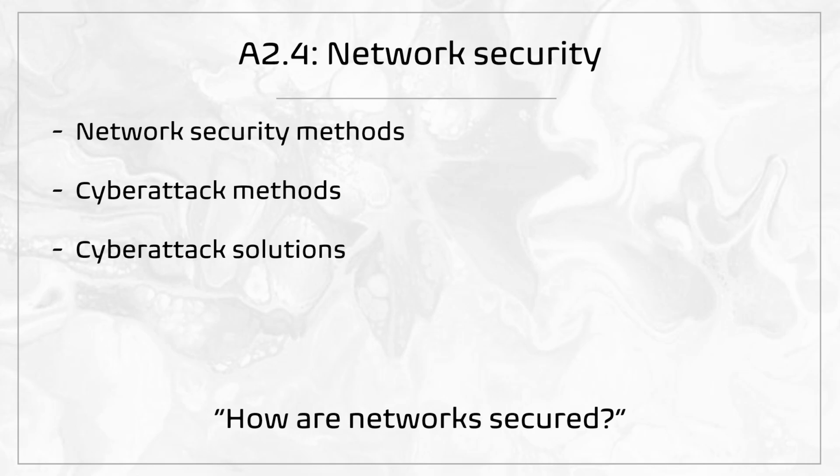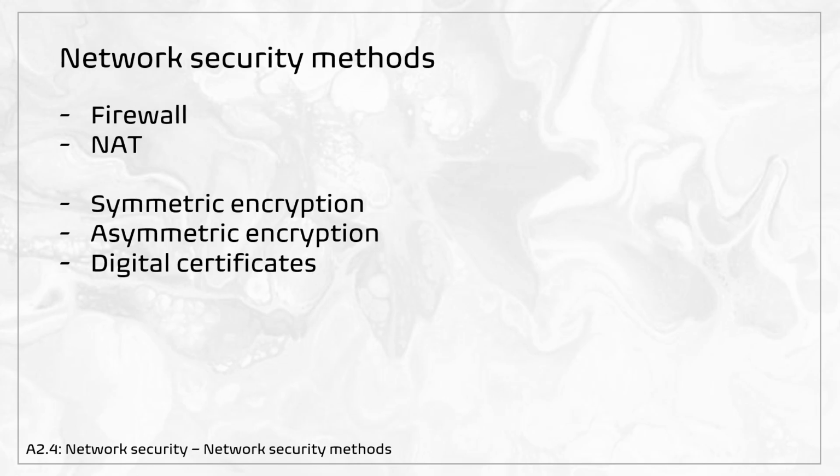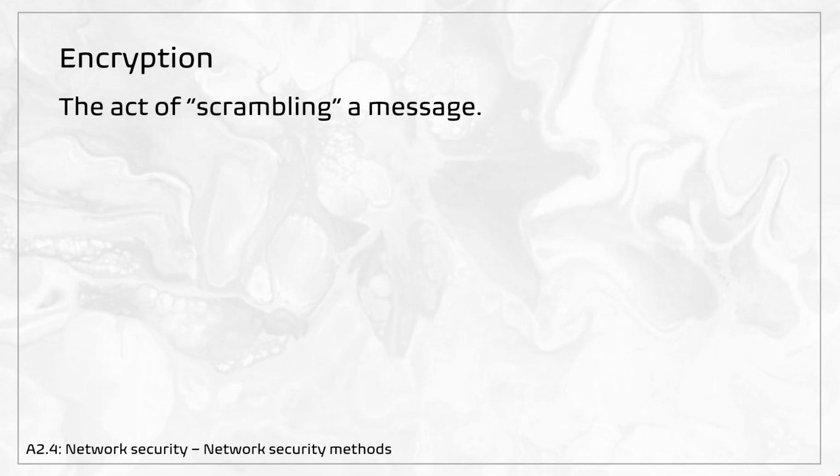Lastly, we have A2.4, Network Security. Here are some of the basic security measures in place to protect networks. We've seen two of these already, firewalls and NAT. As a refresher, a firewall monitors and filters incoming and outgoing traffic from a network, and NAT is a system to hide individual computers' private IPs from the internet by grouping them under one public IP. We haven't talked about the other three yet, so let's go over them.